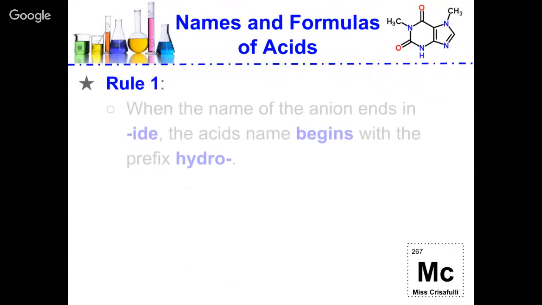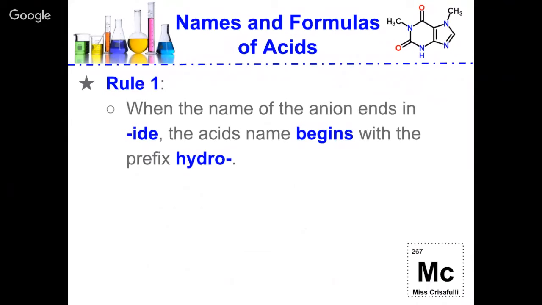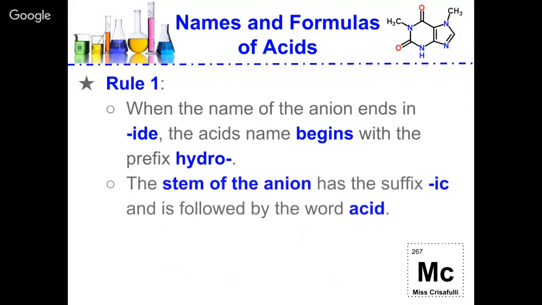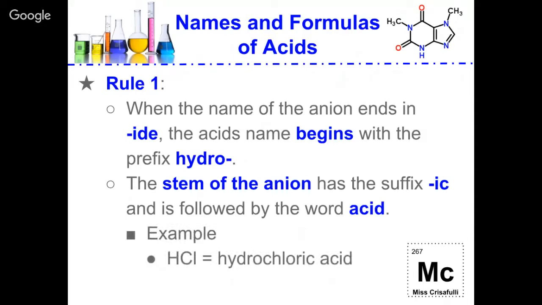So rule 1, when you have an anion that ends in IDE, you're going to name your acid with hydro at the beginning. Then you're going to change the ending from IDE of your anion to IC, and then you're going to write acid at the end. So an example would be HCl. Cl is the chloride anion. The chloride is going to turn to chloric, and we're going to put hydro in front of it. So it's going to be hydrochloric, and then acid at the end.